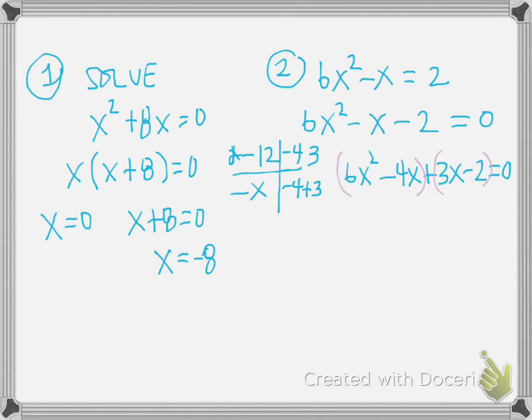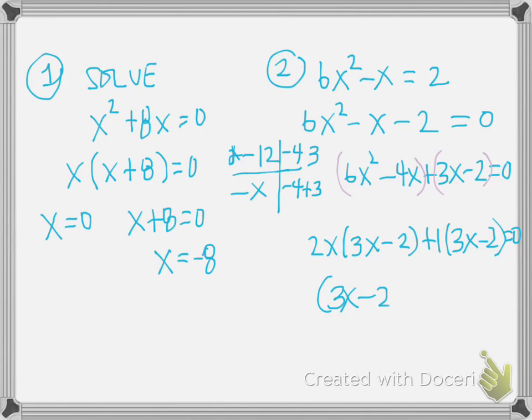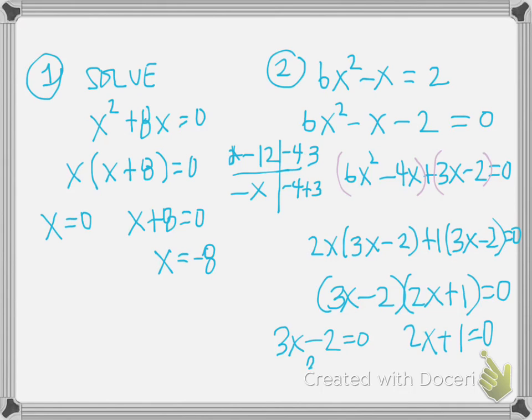Group. Out of the first grouping, I can factor out a 2x. I'll be left with 3x minus 2. Out of the second grouping, I can factor out a 1. I'll be left with 3x minus 2. Now your parentheses are the same, so you'll be left with 3x minus 2, and inside there, you'll have 2x plus 1. Set both of those equal to 0. So we'll have 3x is equal to 2, so x is going to be equal to 2/3. And over here, x is going to be equal to negative 1/2.